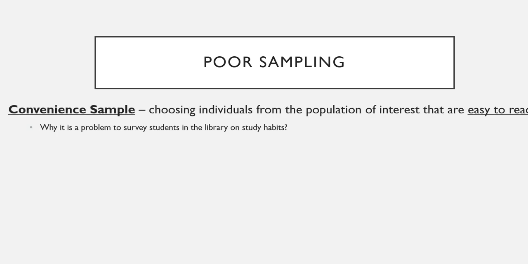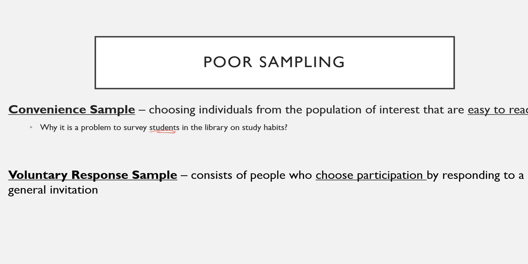So, how does sampling go bad? A couple examples of poor sampling: convenient samples. They're only going to talk to people that are easy to reach. For example, if we went to the library to focus on study habits, that'd be a really easy group to talk to because they're probably in there studying. The problem is that group's in there studying, and we don't really get a sense for all students, right? Talking about every student of the school. Well, there's a lot of students that aren't in the library, and they might have different study habits.